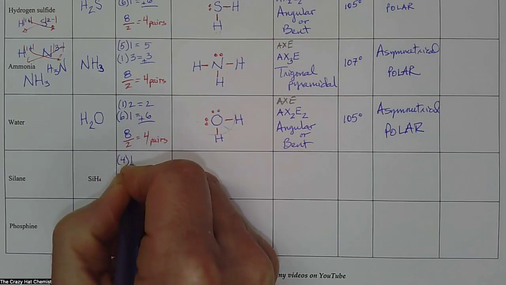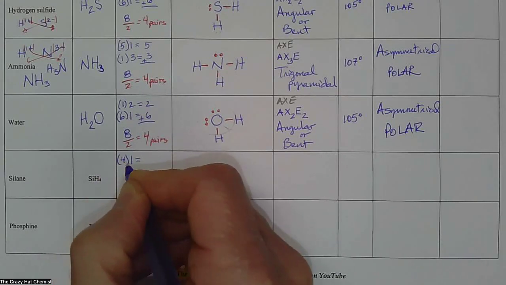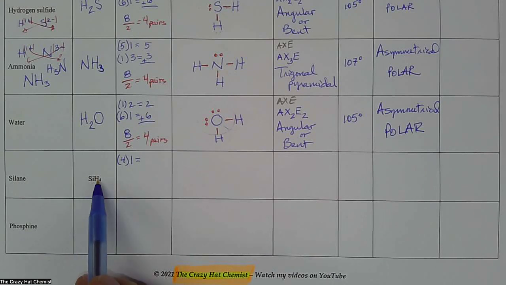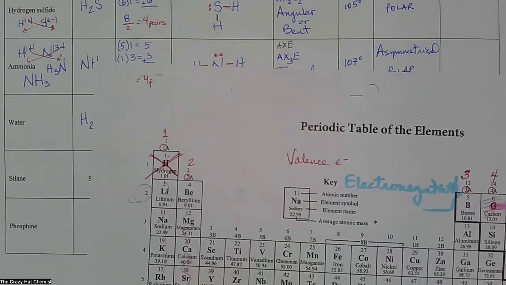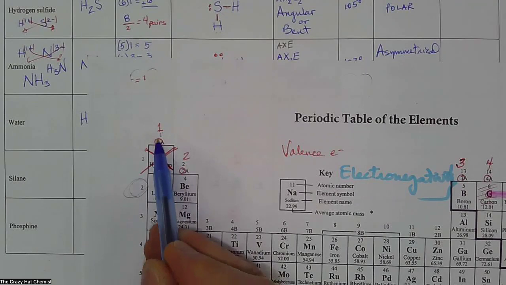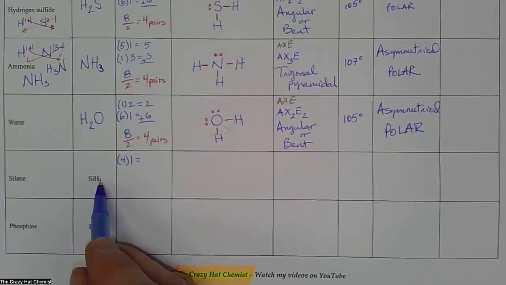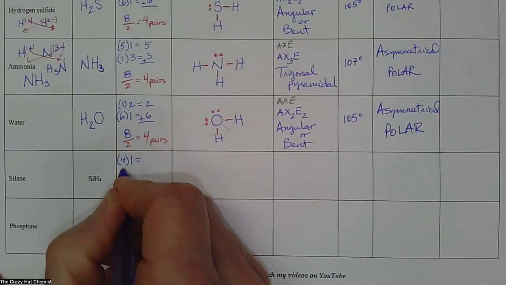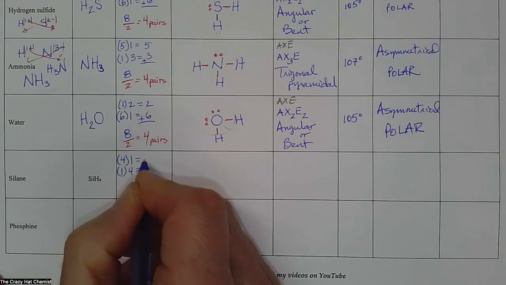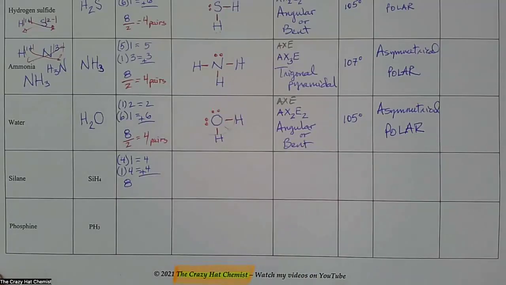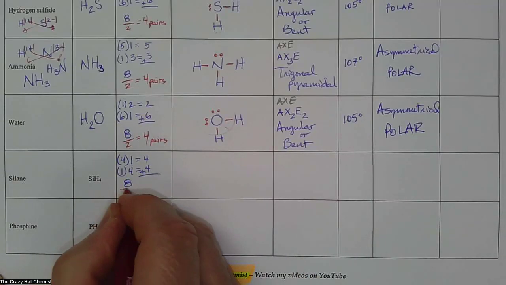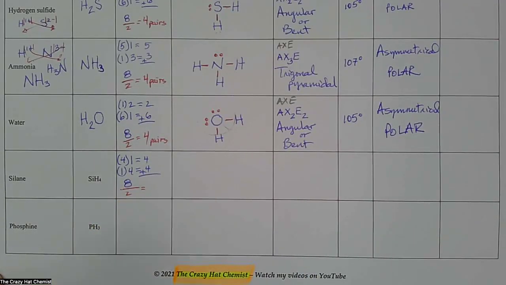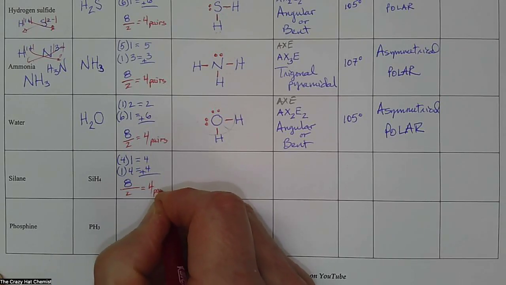There's one silicon. Hydrogen. We've done hydrogen for every one of the ones on here, but hydrogen has one valence electron, and there are four of them. So one valence electron, there are four of them. That's a four, that's a four. I'm going to add those up. That's eight. And as always, we're going to divide by two, and we get four pairs.